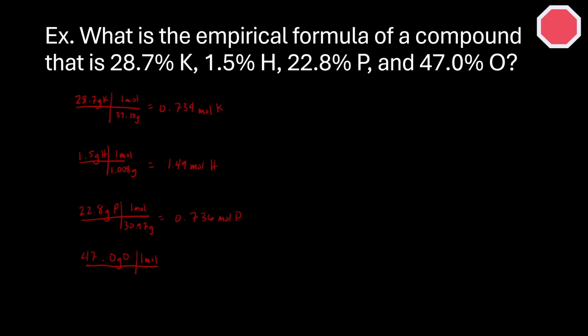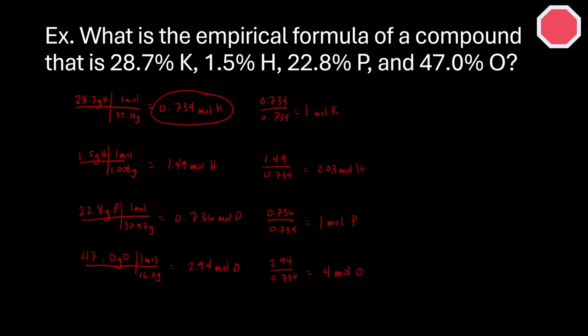1 mole of oxygen for every 16.0 grams. We divide that out, we get 2.94 moles of oxygen. We identify the smallest amount of moles, which is going to be our potassium that we did first. And we divide all of our numbers by that 0.734 moles. And once you do that, you have your mole ratio, and so you can use that to write your empirical formula. So I have KH2PO4, and all of these numbers are coming directly from my mole ratio.